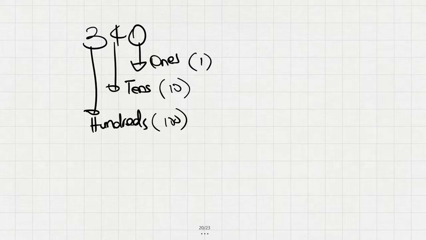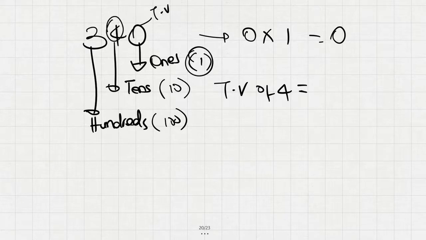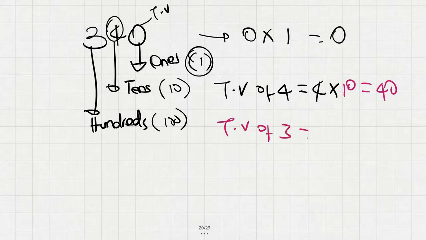Interesting. Now, let's get the total value, TV, of 0. It will be 0 times 1, which equals 0. What is the total value of 4? TV of 4 equals the value of 4, which is 4, multiplied by the place value, which is 10. The answer is 40. So what is the total value of 3? The total value of 3 is 3 multiplied by the place value, which is 100. It is 300.